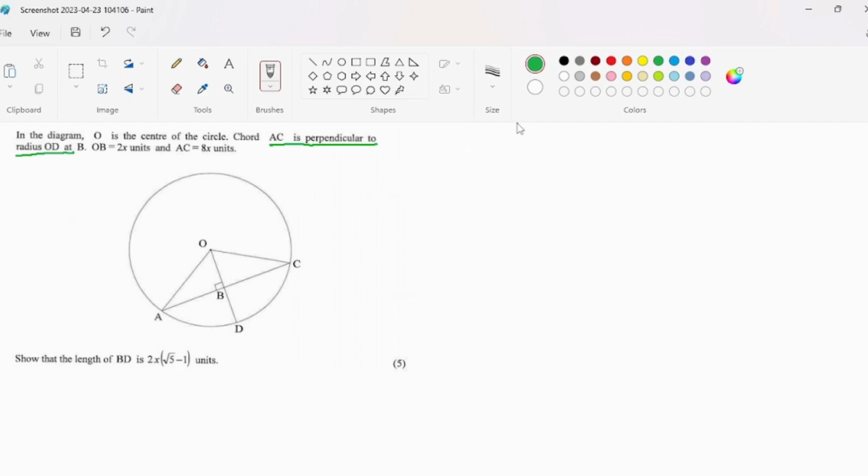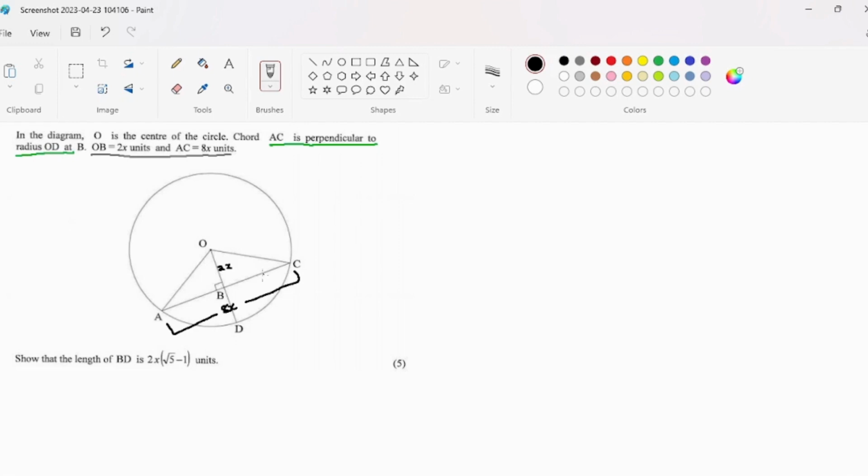So we have identified the most important things in our statement, and now we are going to analyze our diagram. So firstly, we are going to insert everything that we are given. We are given that OB is 2x, which is this one. And then we are also given that AC is equal to 8x. So this whole side here, guys, they are saying is 8x, right?